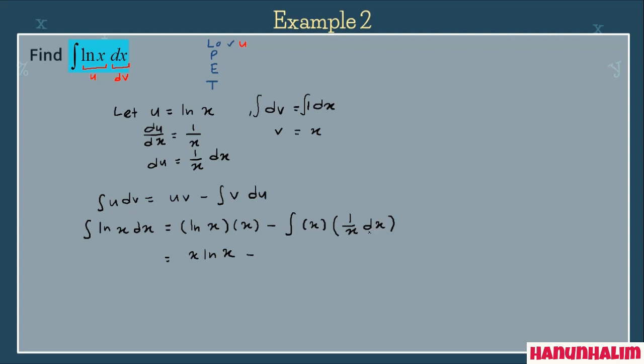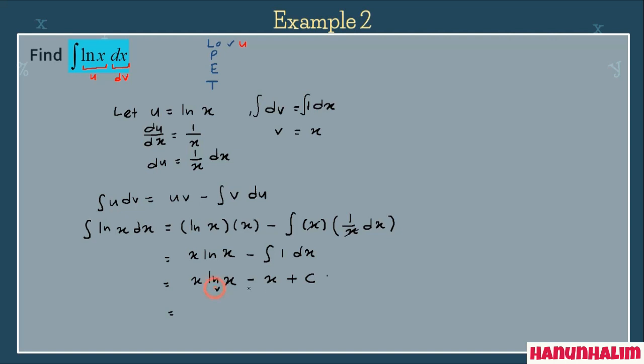over x dx. Actually sebelum kita integrate x times 1 over x, sebenarnya kita boleh potong. So dia hanya tinggal integrate 1 dx. After that baru kita integrate. So x ln x minus integrate 1, kita akan dapat x. Don't forget plus c. So our answer is x ln x minus x plus c.